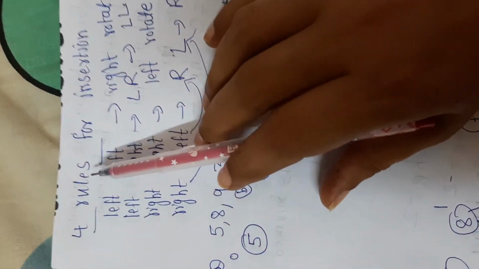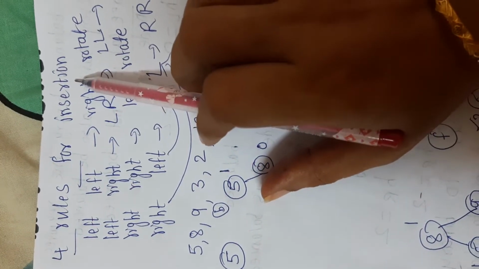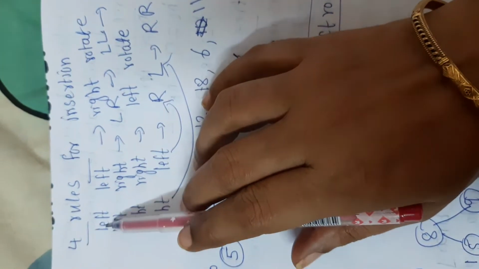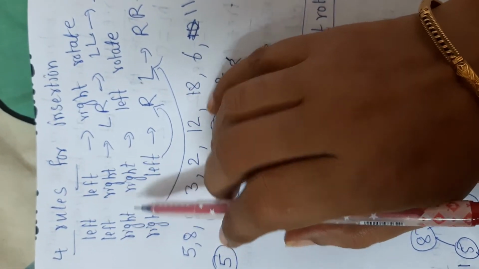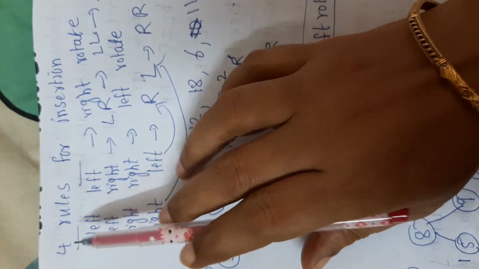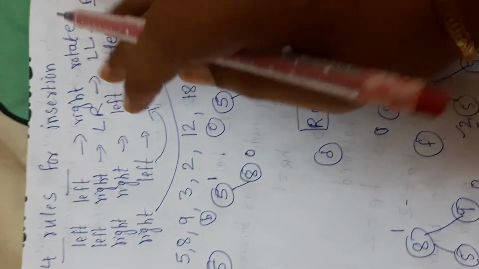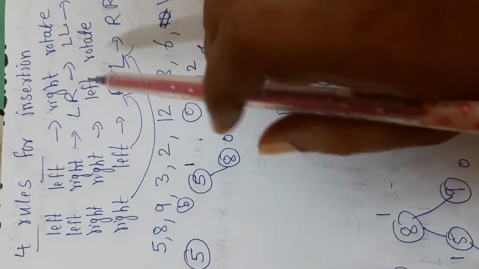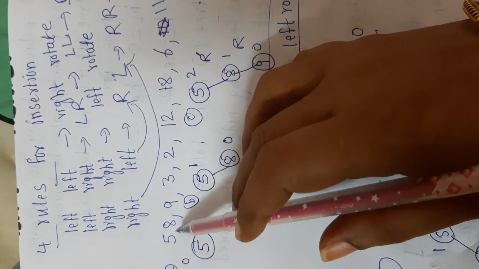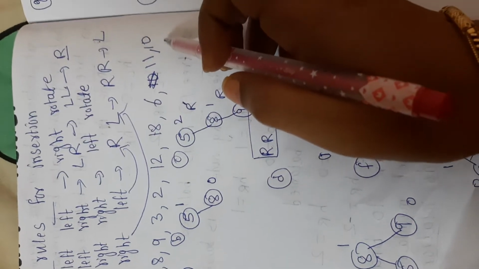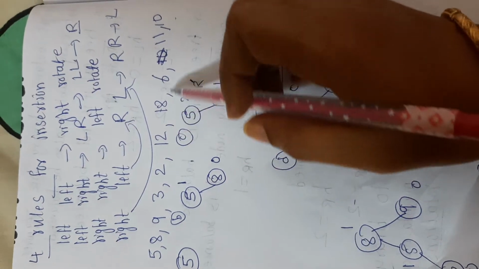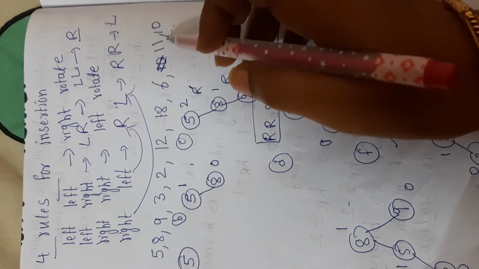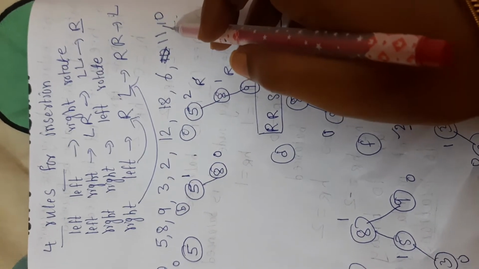So we have the 4 rules for insertion here. That is left left, left right, right right and right left. These are the 4 rules you have. I will show you with an example. Now these are the values we have, 5, 8, 9, all these are the values we have. Now all these values we want to insert.